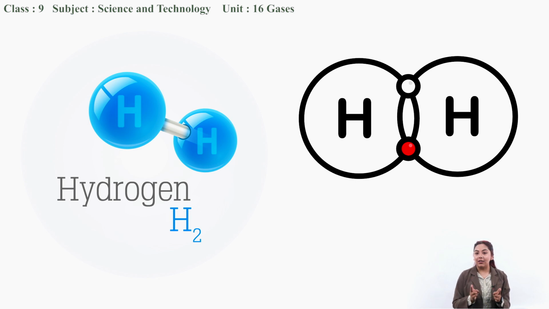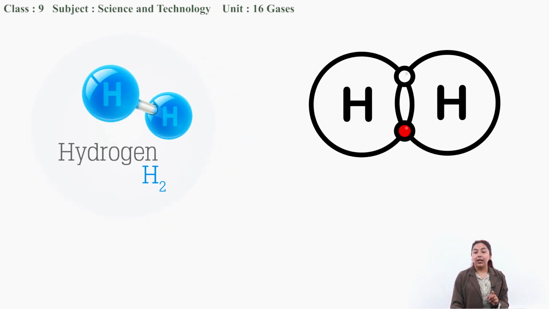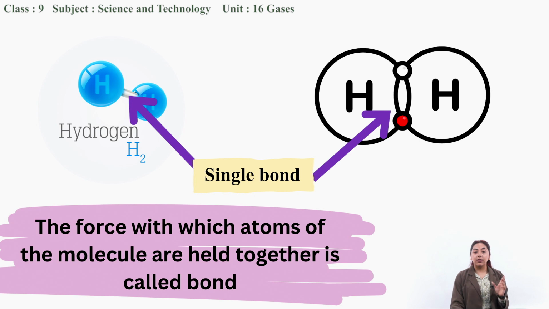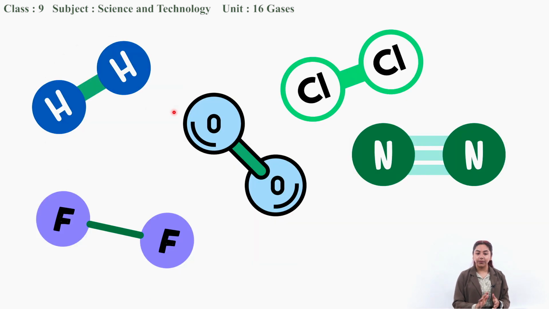And these 2 hydrogen atoms are attached to each other by a single bond. Bond is the force with which atoms of the molecules are held together, and here you can see that 2 atoms of hydrogen are held by this force which is known as a bond. Now not only hydrogen, many other elements are found in molecular state such as oxygen. 2 atoms of oxygen combine with each other to form a molecule O2, similarly Cl2, chlorine, nitrogen also forms N2 and fluorine also forms F2.